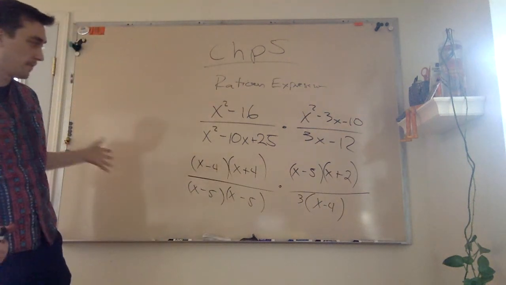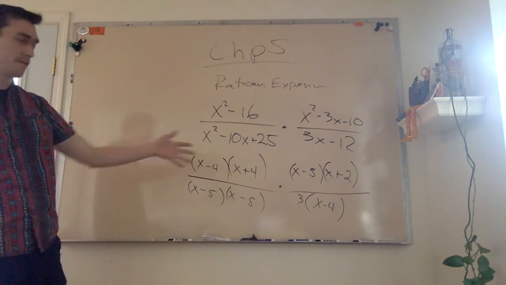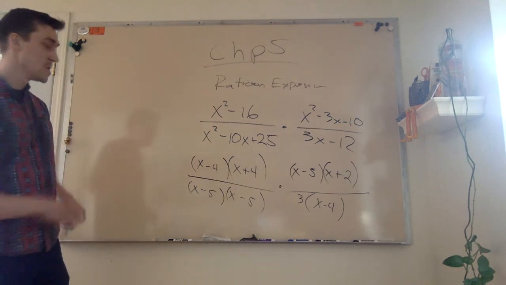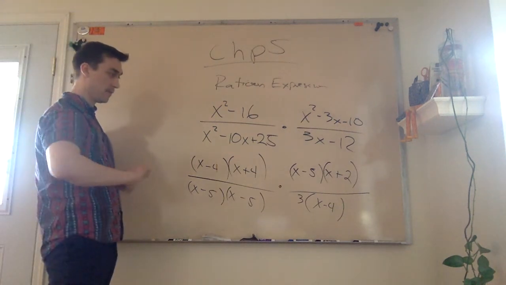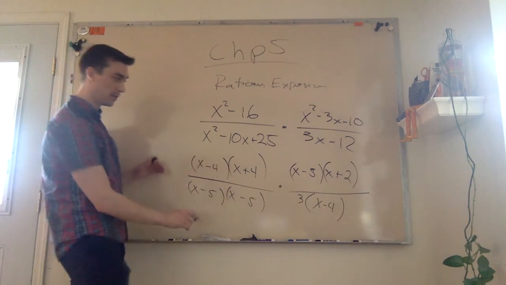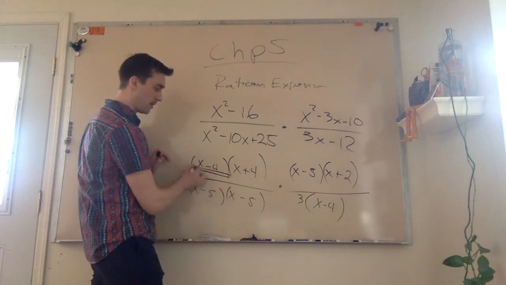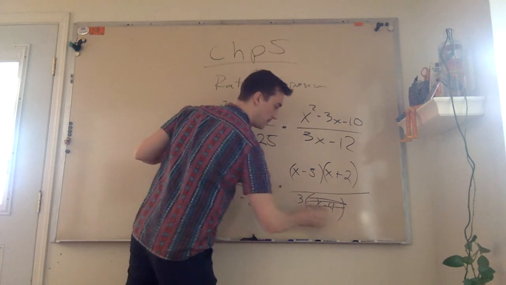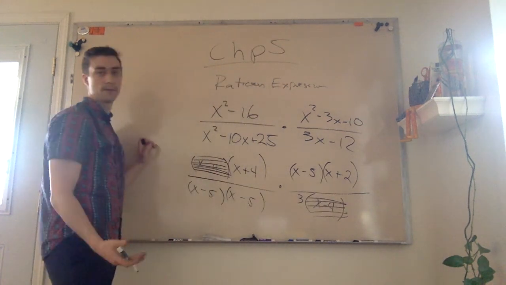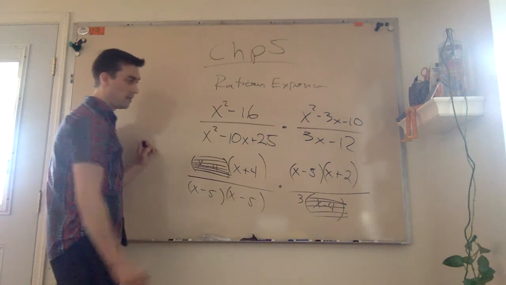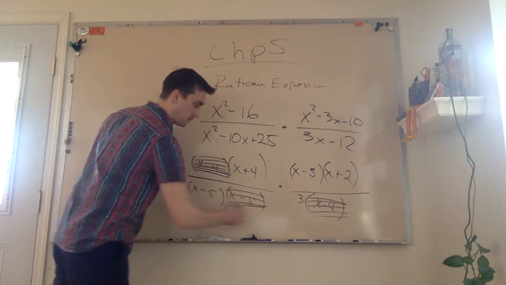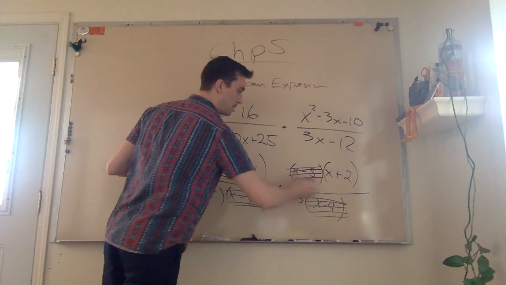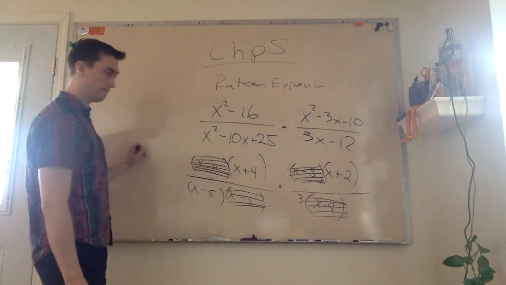Right, so now I have it written out in factored form. Once it's all in factored form, you can start making cancelizations. So look, you got an x minus 4 here, and an x minus 4 here. So those go away, those cancel. You get an x minus 5 here, and an x minus 5 here. So those cancel.